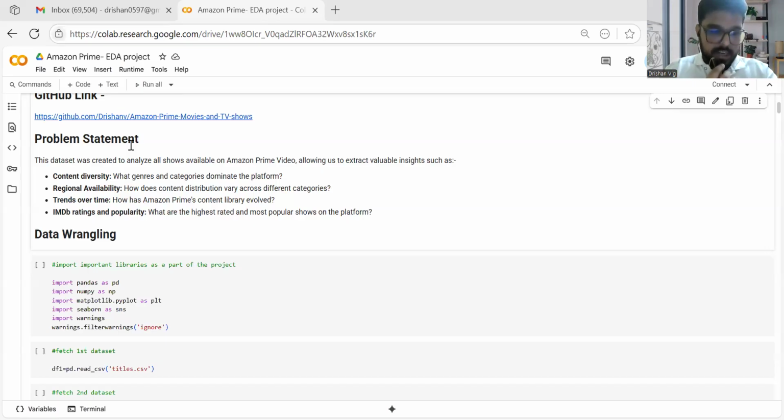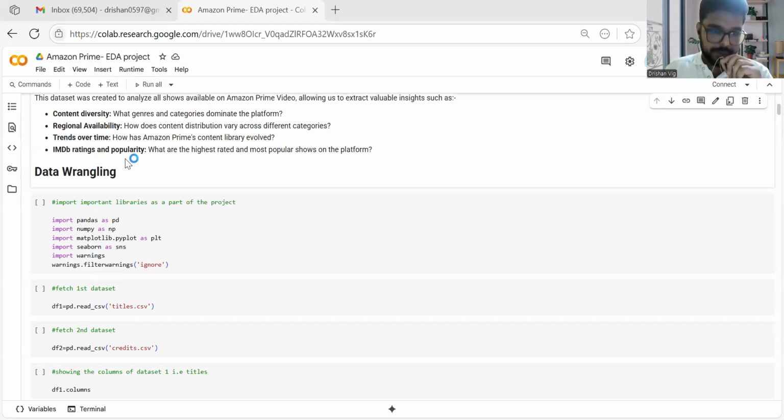Then comes regional availability: how does content distribution vary across different categories? The third one is trends over time: how has the Amazon Prime content library evolved? And the fourth one is IMDb ratings and popularity: what are the highest rated and most popular shows on the platform? These are the business questions, and we are going to solve them.